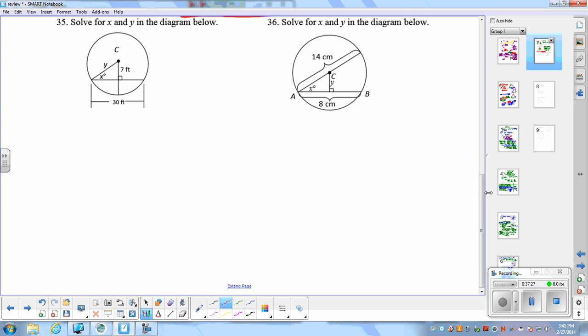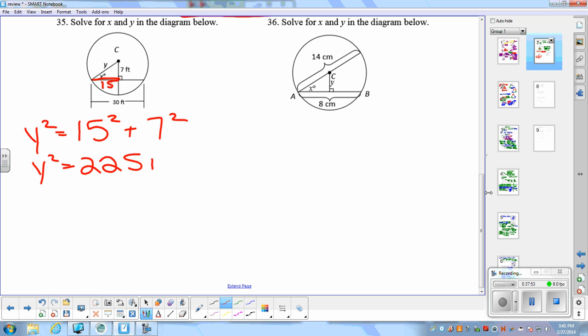All right, and we keep on going. Number 35. Well, to figure out y, I'm going to do y first, because I don't want to do trig yet. I know the bottom of this triangle has to be 15. So y² = 15² + 7². So y² = 225 + 49. This is 274, I believe. Just give me 1 second to double check that.